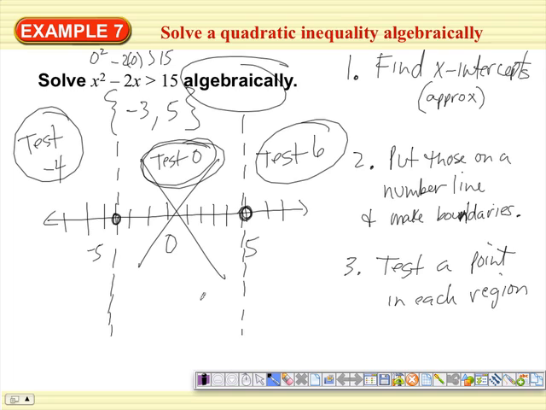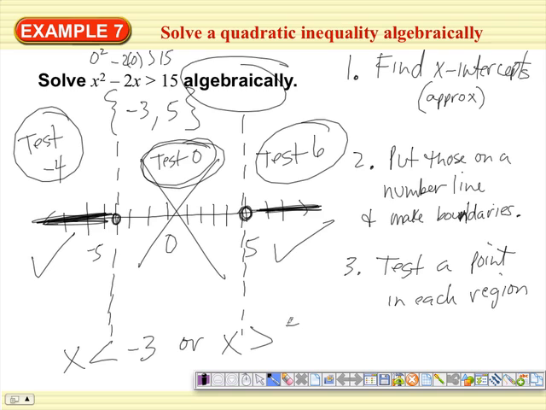Here we go. Final answer. You tested this side. It was true. You test negative 6 or positive 6. You put it in here. That made it true as well. So you could shade this, you could shade this, which means my answers are x is less than negative 3, or x is greater than 5. This is what I'll be looking for on the line. I won't be looking at this. You do what you want with this.